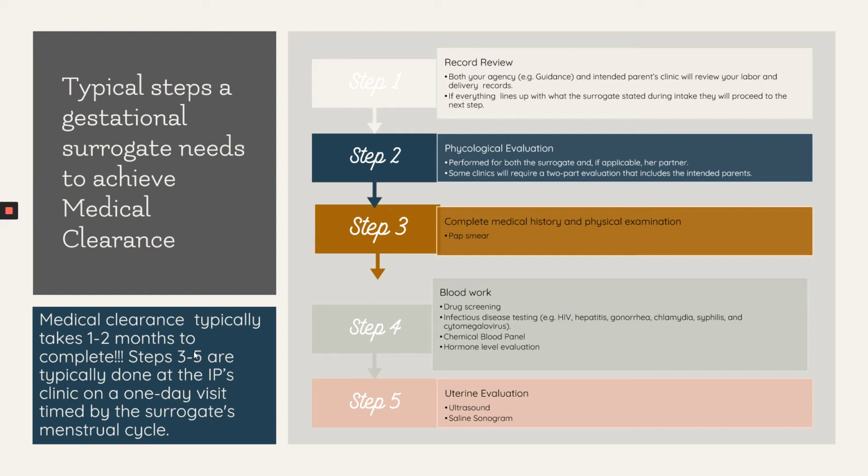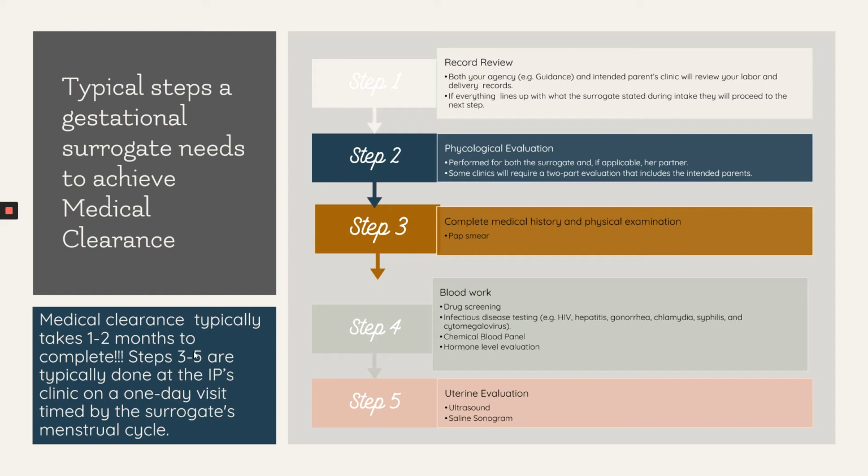The psychological evaluation will be performed on the surrogate as well as her partner or spouse. Some clinics may require a two-part evaluation. This includes the intended parents. Some clinics, mostly seen on the East Coast for some reason right now, that can easily change, require an in-person session for everybody involved. It could be the surrogate, her spouse, if that applies, and the intended parents.